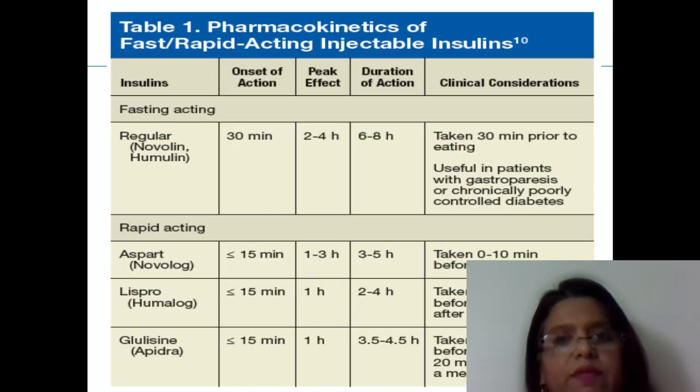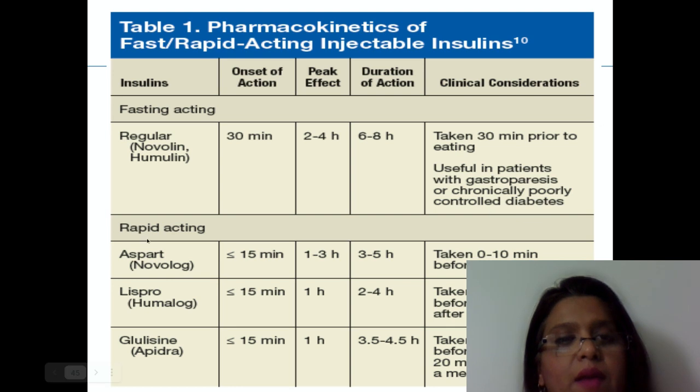This is another chart for pharmacokinetics for different kinds of insulin. So it says regular insulin, Novolin, or Humulin. It starts functioning in 30 minutes. It peaks in 2 to 4 hours, stays in your body for 6 to 8 hours, and usually we give it to the patients 30 minutes before eating.